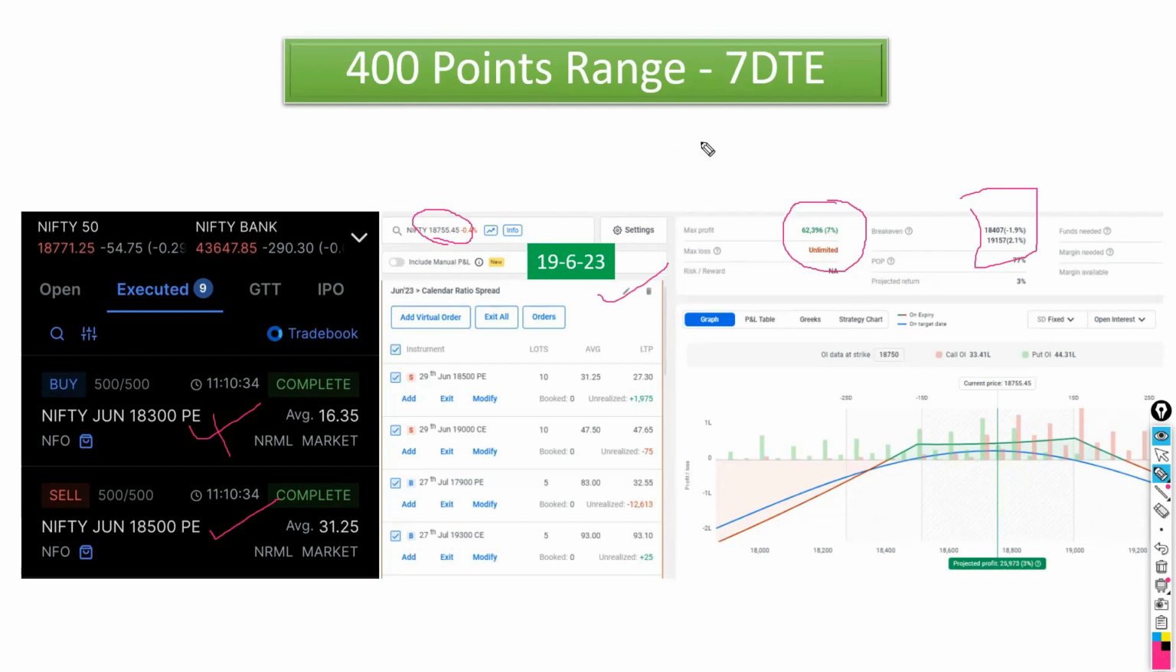And now this is 7 days to expiry, but we have a 400 points range: 400 points downside and 400 points upside. We are very close, and the market is doing well, favorable to us. So let's see what happened next.